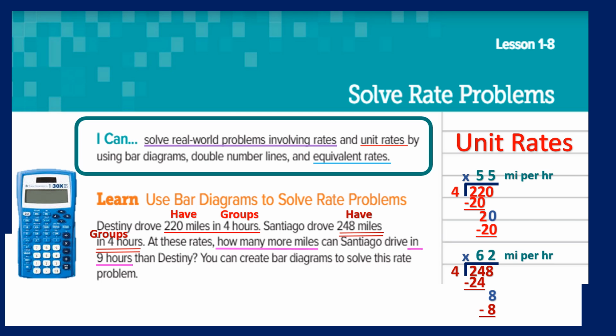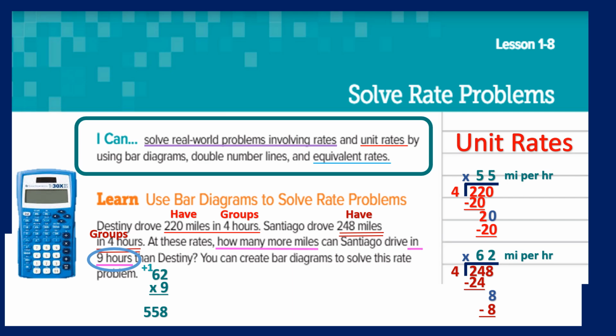I know the unit rate from my original rates for each of the individuals in the math problem. But now it says, well, how many more miles can Santiago drive in 9 hours? So I have to figure out how far at this consistent rate they would be driving in 9 hours. So I'm going to take my 62, I'm going to multiply it by 9. 9 times 2 is 18. I put down my 8 and carry my addition of 1.